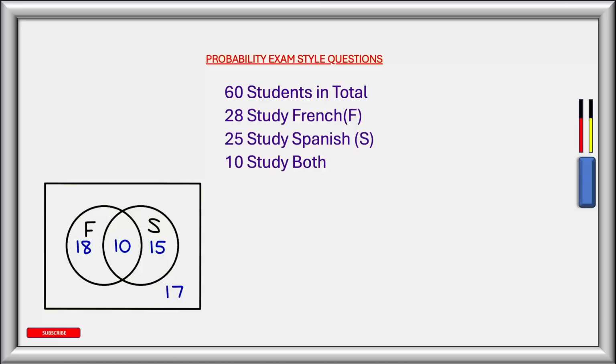And finally, if we add up the numbers 18, 10, and 15, we get 43. And if we subtract this from the total number of students in the group, which is 60, we get 17. And this represents the number of students who study neither French nor Spanish. And this number is placed outside the two circles, but within the rectangle.